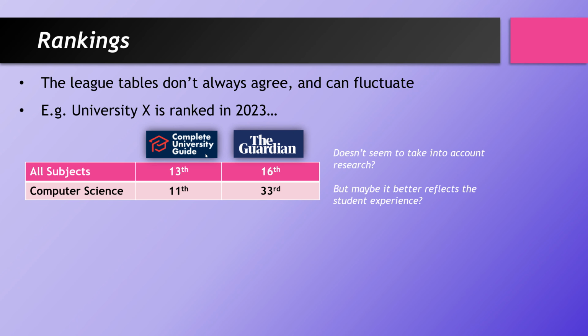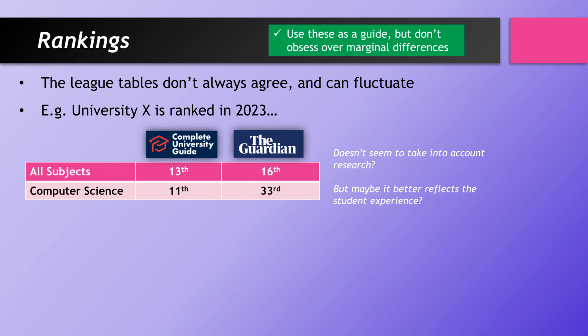ranking for some reason. My 2-minute research into this seems to suggest that maybe the Guardian doesn't take into account research as much as the Complete University Guide. So this university supposedly has quite good research, but the Guardian didn't seem to take that into account. But then the Guardian had lots of columns on things like satisfaction and employment, which didn't seem to be reflected as much in the other one. So that maybe explains why this is a little bit lower. But whether you agree or not might depend on your view on how they approach things.